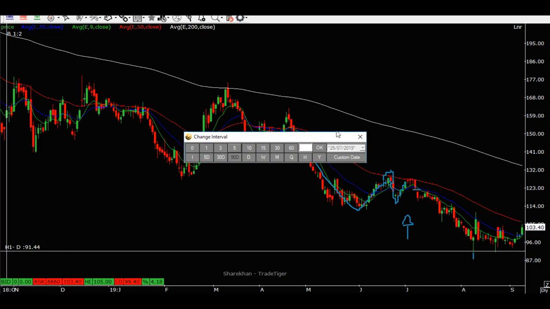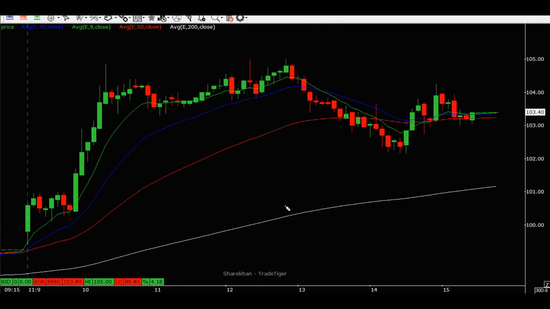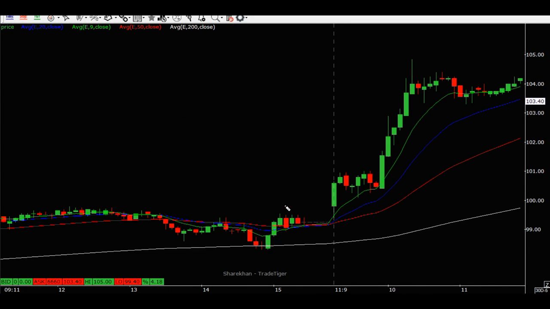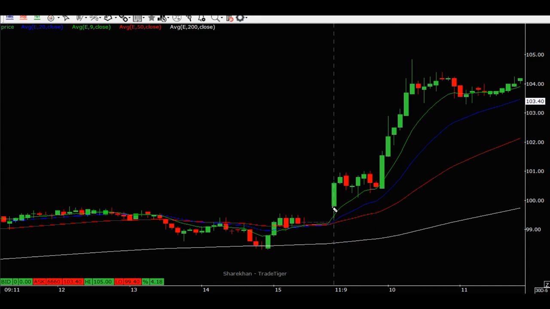Let's go to the 5 minute and see how we can use this on the 5 minute time frame. Okay, so we're on the 5 minute time frame, and this is the opening candle at 9:15. This is where price opens, right? So now we need to read the charts, the candles, you know, as if we're reading a book. So how do we do that?